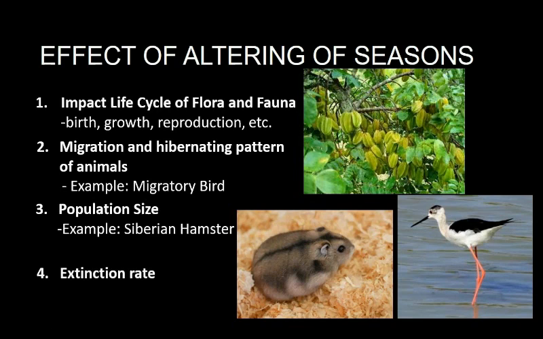Other than that, the change of season also affects the extinction rate of particular species, as they cannot adapt themselves to the temperature. Lastly, ecosystem imbalance is another effect of the altering of seasons. This happens because some of the plants and animals will die because of the temperature, and this may cause food scarcity and affect the food web or food chain in a particular ecosystem.